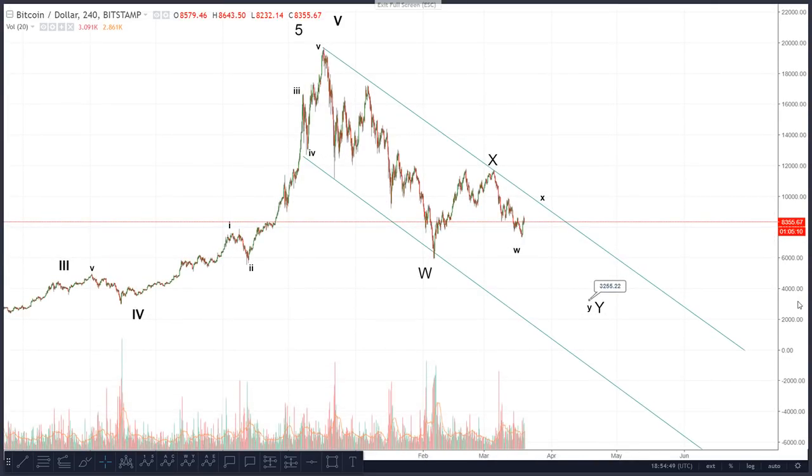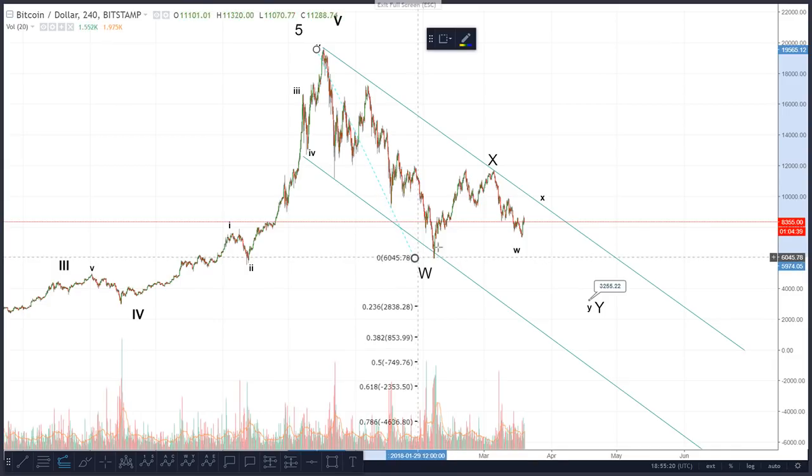So first of all, I think it's been about 4 days since my last Bitcoin update. As I mentioned in my last video, I'm expecting us to reach this target of Y down here. I'm expecting this whole move down to be a WXY pattern, with this being W, this being X, and then Y coming down to here. This was a rough estimate, and the way it was calculated was Y being a 0.618 extension of wave W.